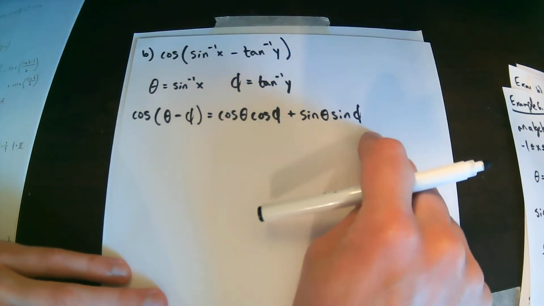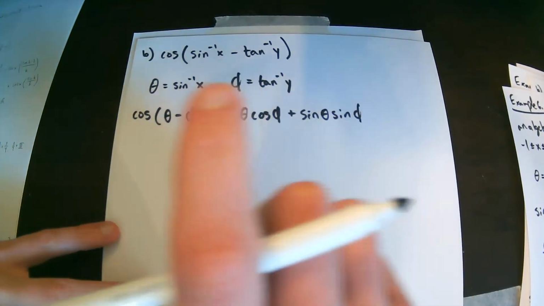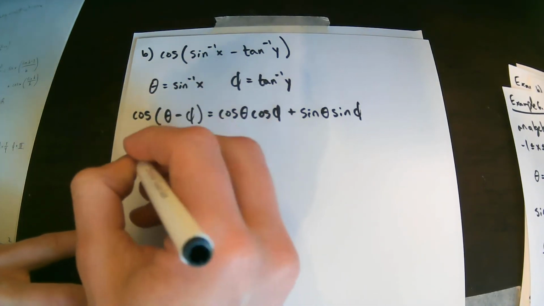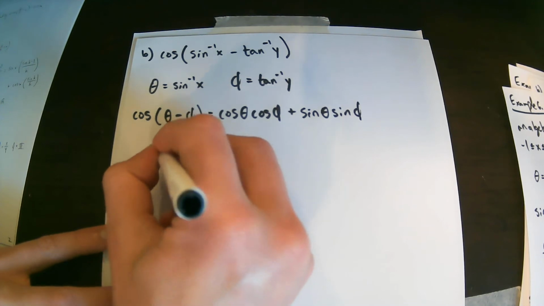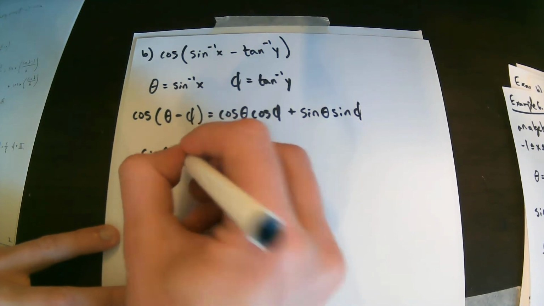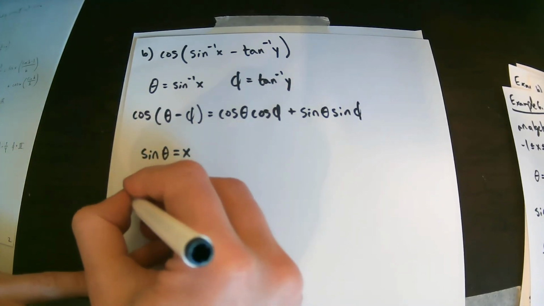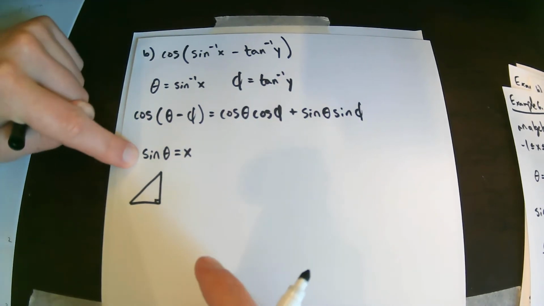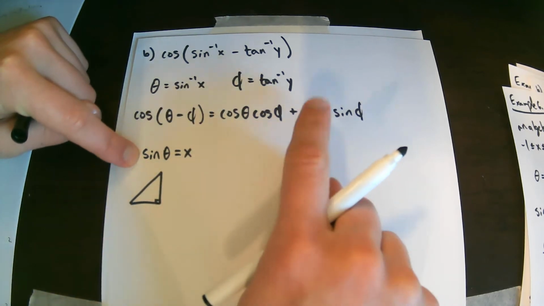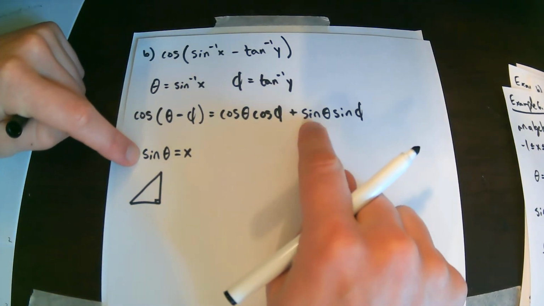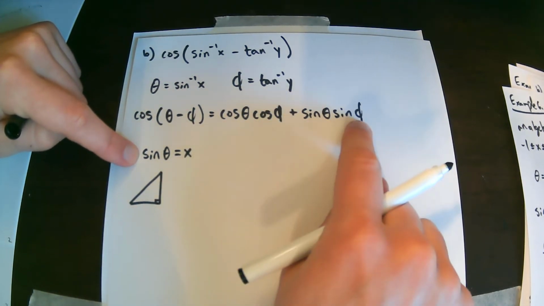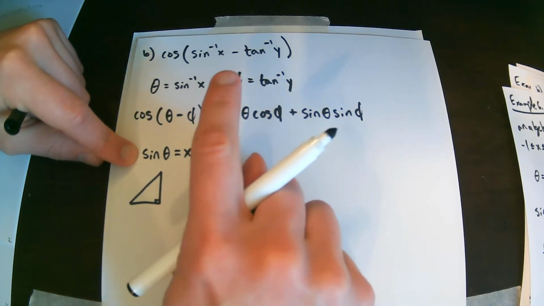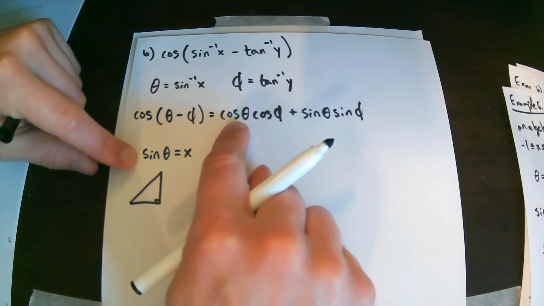So these are the four things I need. So let me start with this relationship. If theta is equal to sine inverse of x, then sine of theta is equal to x, and that's going to give me this triangle. So that's actually one of the four already done, right? If sine of theta is equal to x, that's this one, sine of theta. So this one's done. I need to find these three. And in particular, with this triangle I'm about to make, I'm going to be able to find cosine of theta.